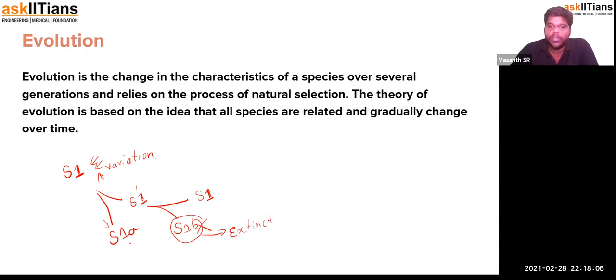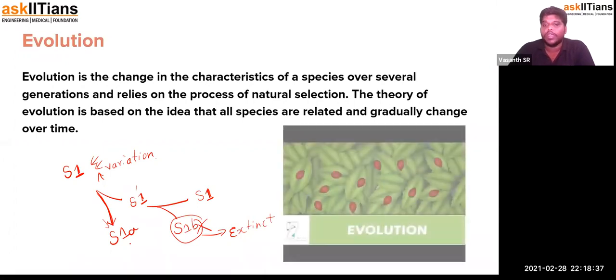So the diversification of one particular organism due to accumulation of variation gradually over time, which gets deviated from the existing organism, is called evolution. Evolution literally gives you a gradual change and causes a diversification of organisms from one another. So this is actually evolution. There are several processes which evolution relies on, and we'll be discussing them in detail.